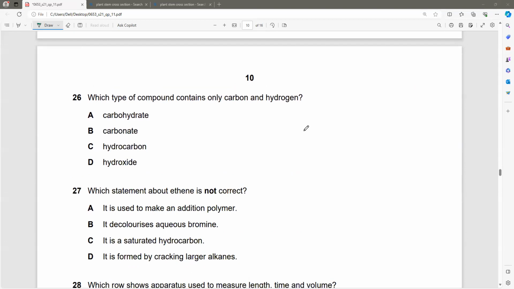Next. Which type of compound contains only carbon and hydrogen? Very, very important. Which contains only two elements, carbon and hydrogen? Anybody? Only two elements are present in the compound. Call it as? Hydrocarbon. Hydrocarbon, the definition itself is correct? It only contains carbon and hydrogen.